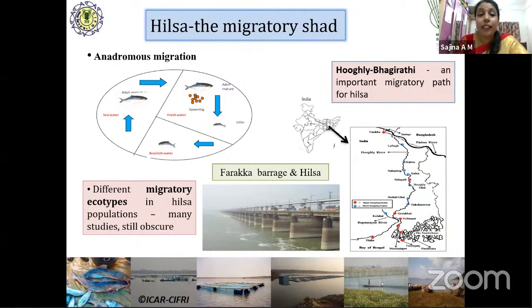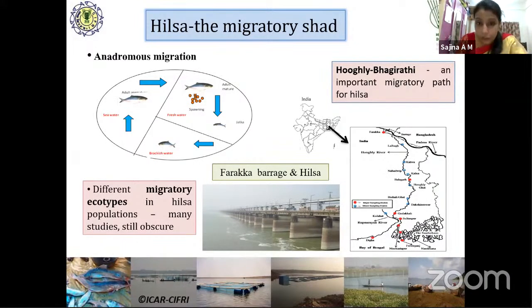We all know that Hilsa is an anadromous migratory species. It means they grow and mature in sea, and they migrate to freshwater for spawning. Just as in the case of salmon, we all know about salmon. And along the Indian coast of Bay of Bengal, Hooghly Bhagirathi or Hooghly estuarine system forms an important migratory path for Hilsa, and this estuarine system supports a rich fishery of Hilsa.